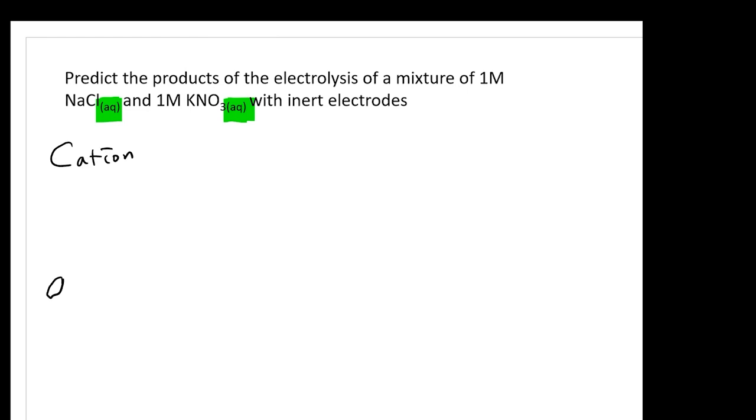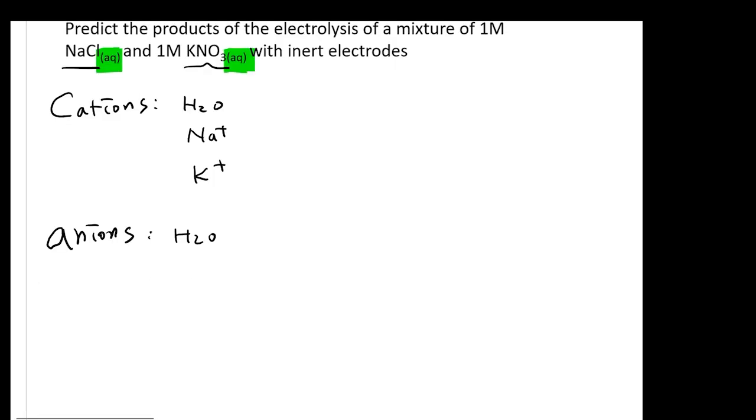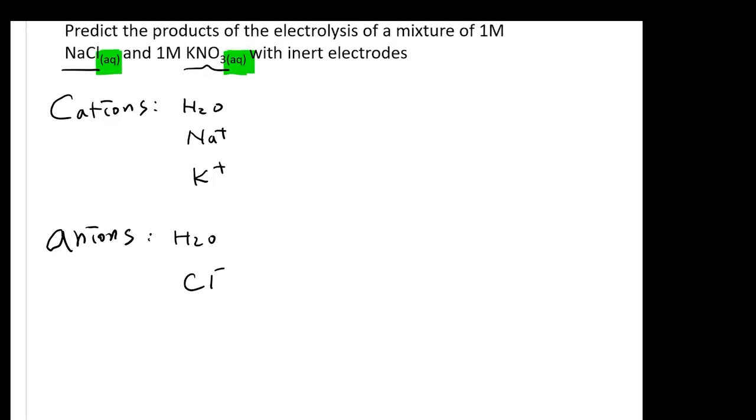What are the cations? What are the anions? Because we see aq, I need to consider water in both cases. And then I analyze my cations. I know from here I have sodium plus. From here I have K plus. For the anions, I know I have Cl minus and NO3 minus. So one of these is going to form the product at the cathode, and one of these is going to form the product at the anode. All you need to do is find out what the E naught is for these three.